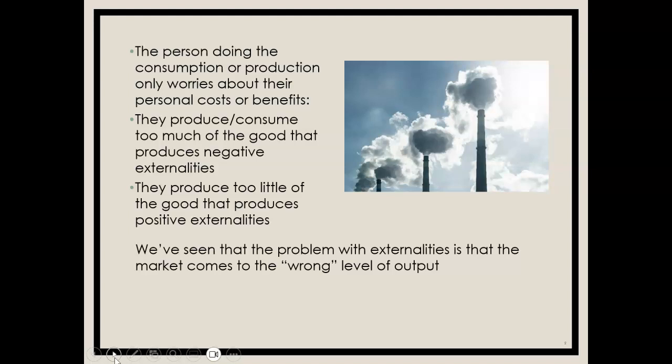Okay, we've been studying externalities and how the person doing the consumption or production only worries about their personal costs or benefits. They produce or consume too much of the good that produces negative externalities and too little of the good that produces positive externalities. And we've seen that with externalities, the market comes to the wrong or inefficient level of output.